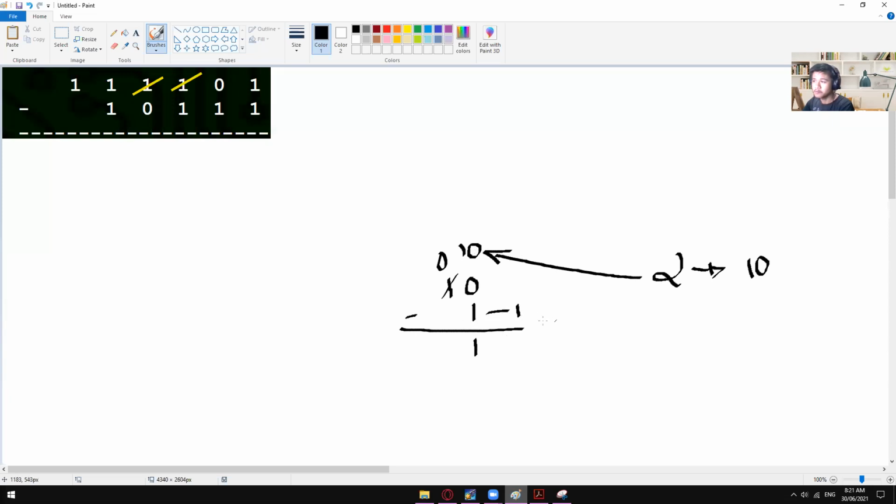Okay, so I hope we are clear with this one upon how we borrow things when it comes to subtraction. Are we somehow clear? Were you guys able to get the logic?